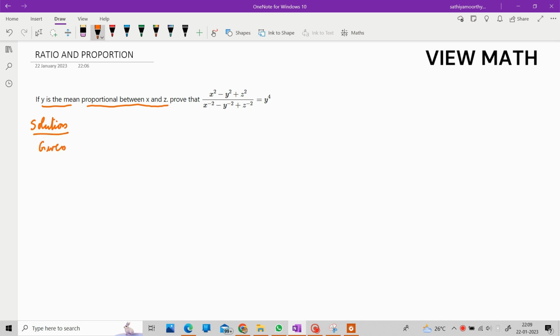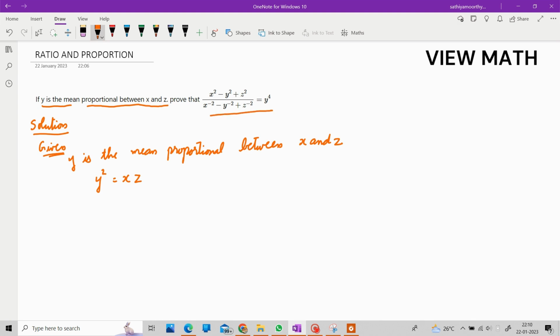So given y is the mean proportional between x and z. So I can write y is a mean proportional means y square is equal to xz. Y square is equal to xz is given. So we need to prove this part. So let me go to the proof part. I'm going to consider the left hand side and then I'm going to prove it is equal to the right hand side, which is equal to y power 4.